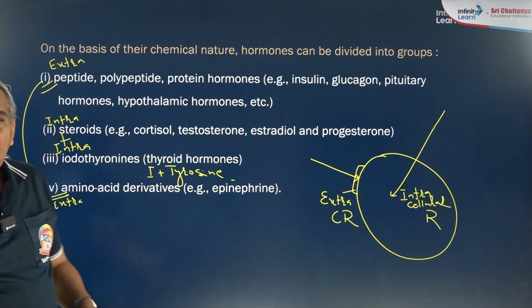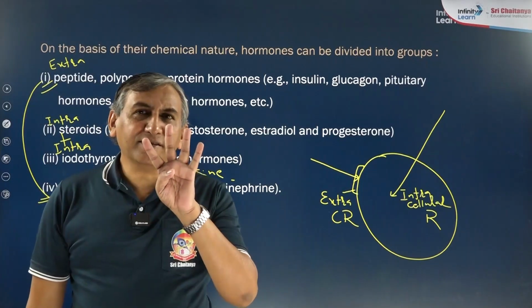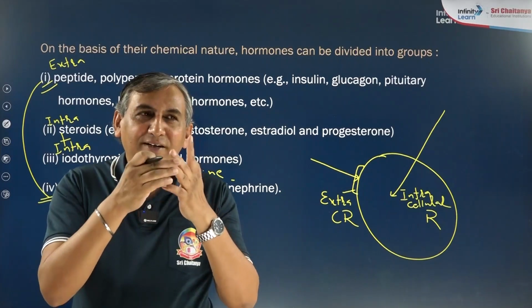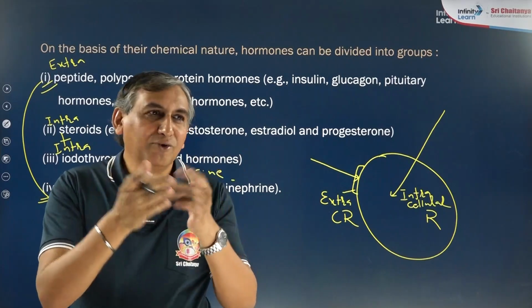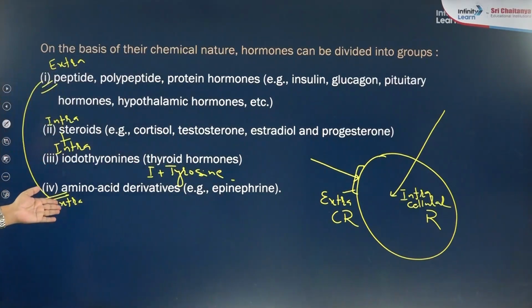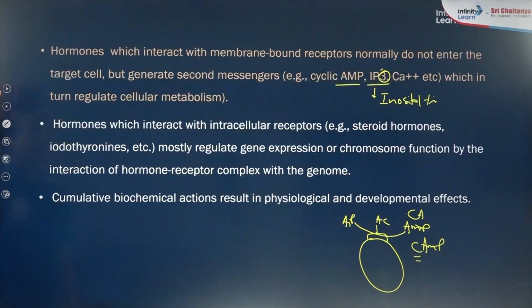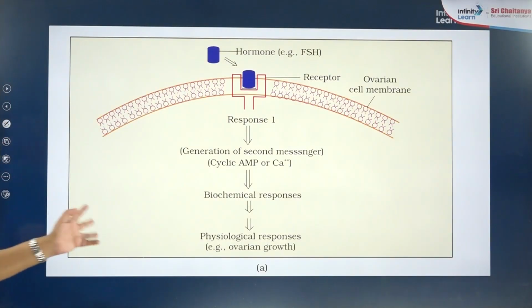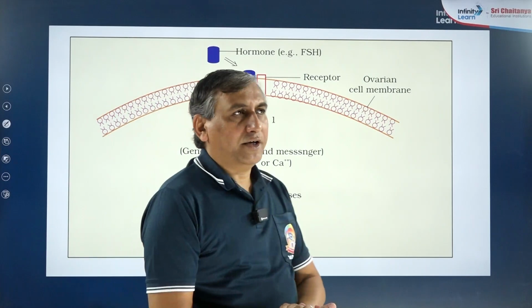Like, you know, if 4 teams are entering the semi-final, always the first plays with the fourth and the second plays with the third. It is the rule. So 1 and 4 work through the extracellular receptor, and 2 and 3 work through the intracellular receptor. So see, now I will come again to one presentation given in NCERT.